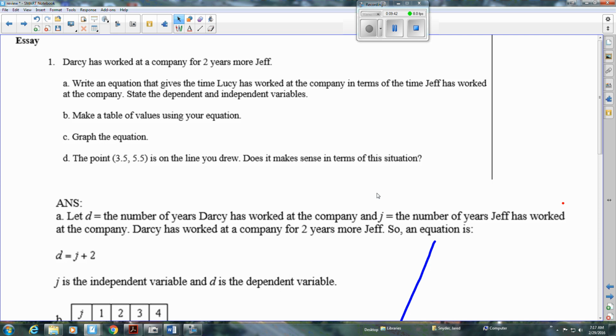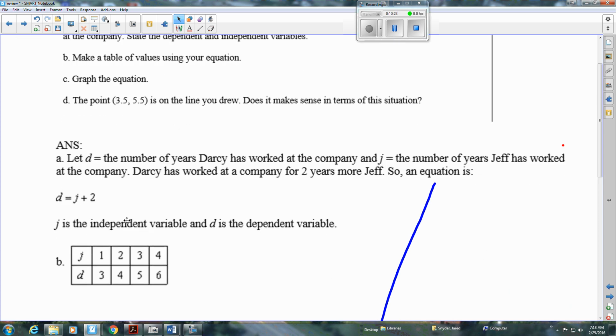Darcy has worked at a company for 2 years more than Jeff. Write an equation that gives the time Darcy has worked at the company in terms of the time Jeff has worked at the company. State the dependent and independent variables. Make a graph of the values using your equation, and then the point 3.5 and 5.5 is on the line. Does it make sense in terms of the situation? It should technically say Darcy here, not Lucy. But continuing on.